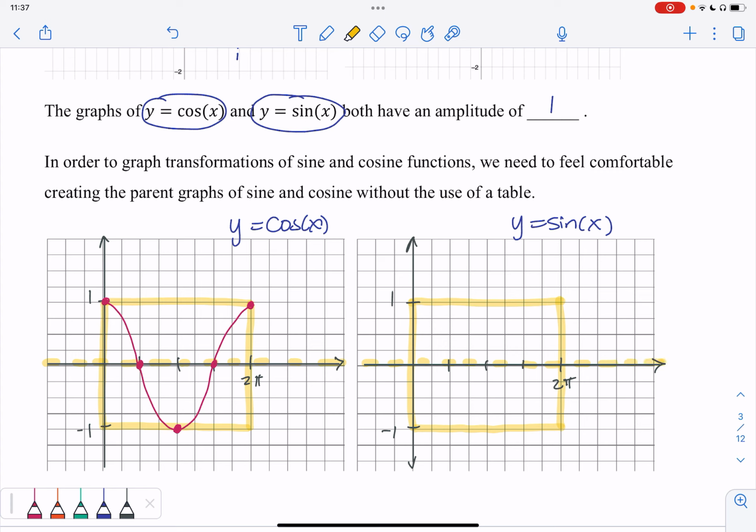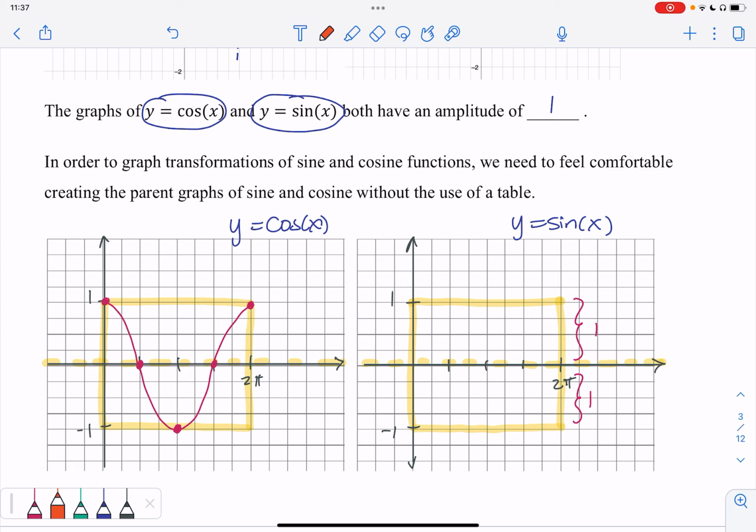And then what I notice is that the amplitude here is 1. And so the amplitude I know is the distance from the midline to the top and the distance from the midline to the bottom. So the box should actually have a height of double the amplitude, right? Because I need room above the midline for the amplitude and then below the midline for the amplitude. So there is my box.